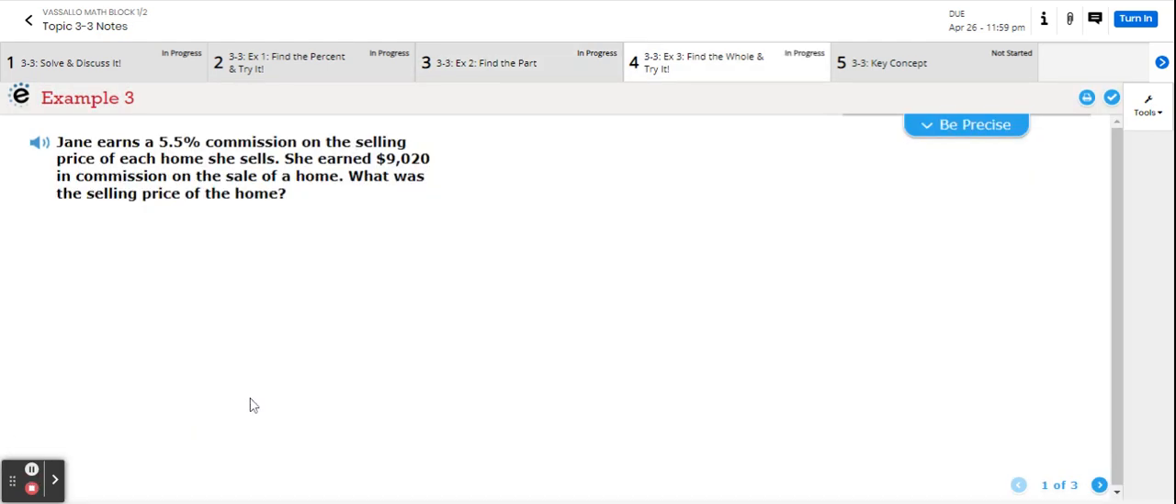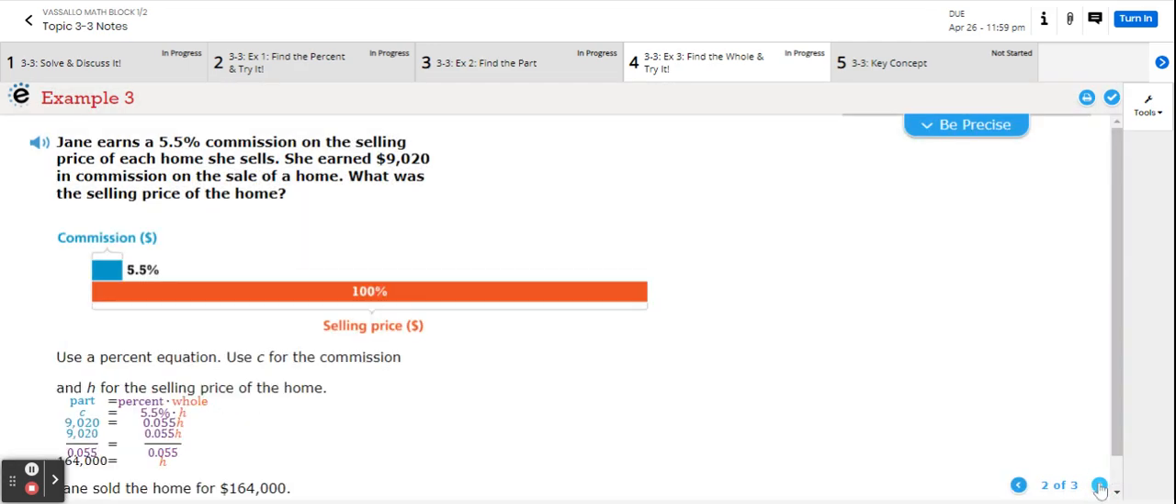All right, finding the whole thing. Again, your equation stays exactly the same. Okay, we're just plugging in the information that we have. So Jane earns a 5.5% commission on the selling price of each home that she sells. She earned $9,020 in commission on the sale of a home. What was the selling price of the home?